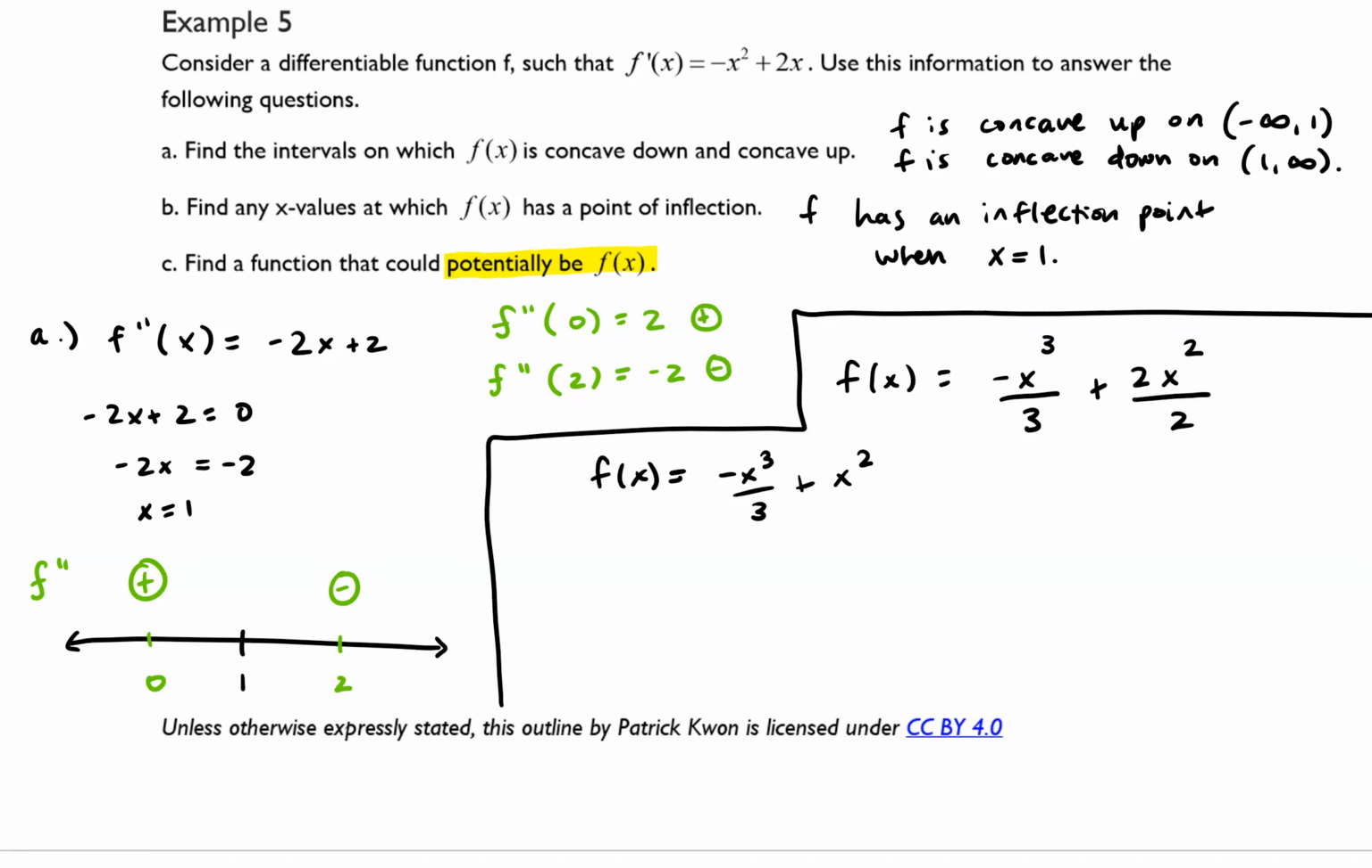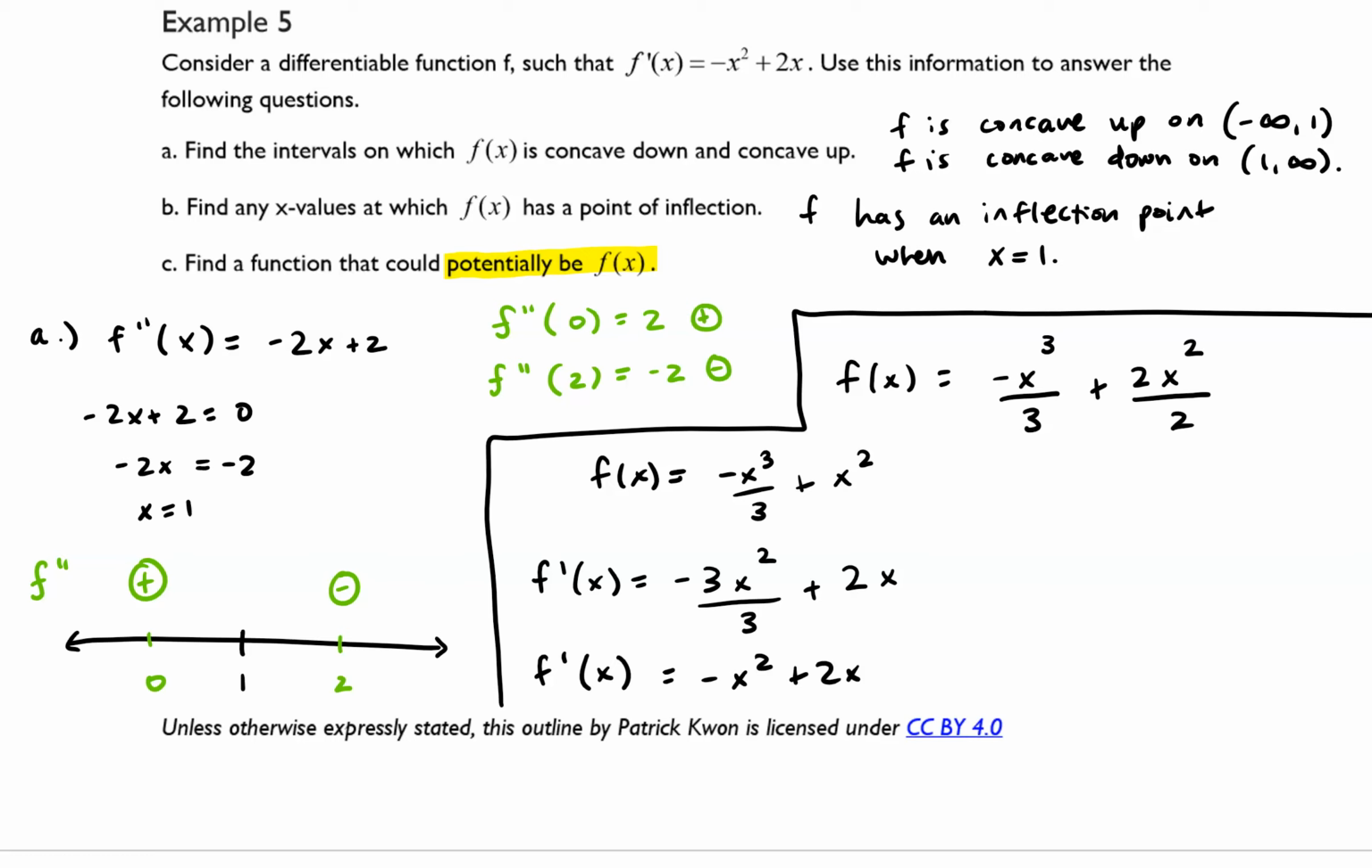Now, let's just go ahead and take the derivative of that to verify that we did that correctly. So if we take the derivative of this, then I would bring down the 3, decrease the power to 2 here, and then same thing, I'd bring down the 2 and decrease the power by 1, and that would give us negative x squared plus 2x, which matches what we have in the original problem. Now, pause the video for a moment and ask yourself, why did Mr. Kwan say that there are infinitely many possibilities for f of x?